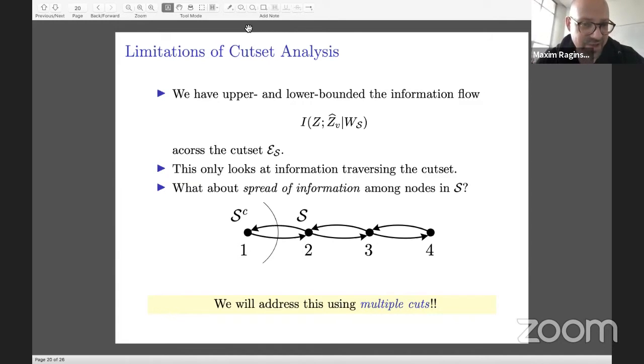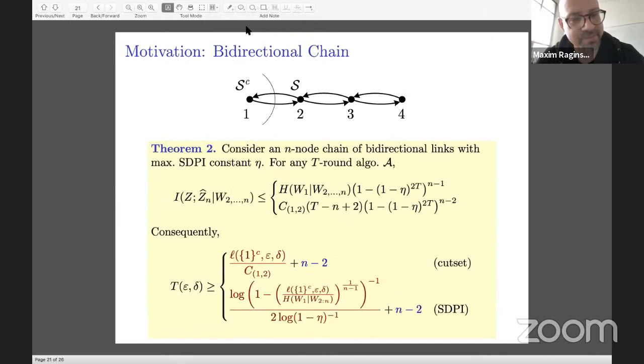And this analysis will actually bring out the dependence on the network diameter, as one would expect. Okay, so let's see. First, let me illustrate this for a simpler case, where the network is actually a bidirectional chain. So the information essentially can flow from left to right and from right to left, but only from node to node. Each node can only communicate with its neighbors to the left and to the right.